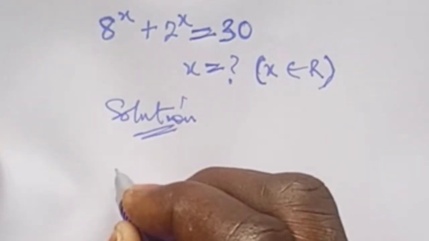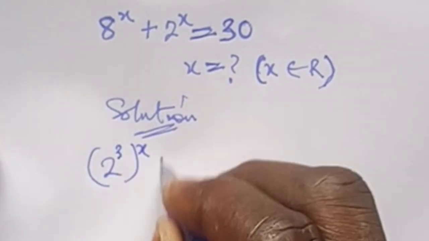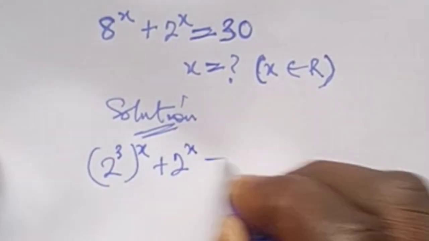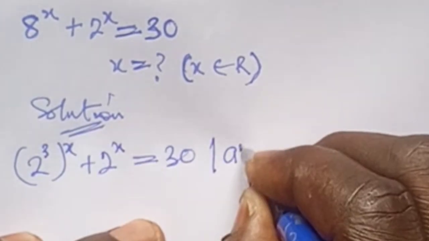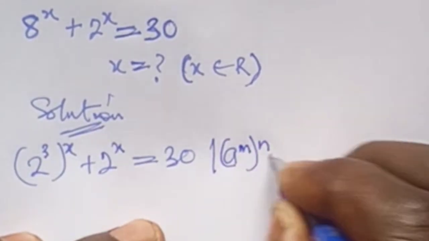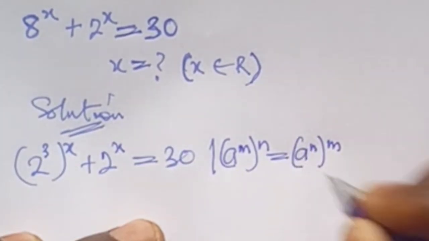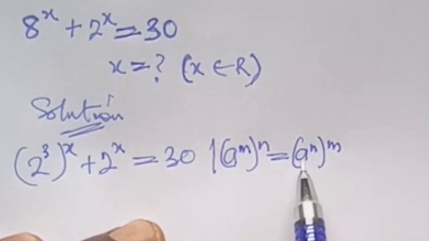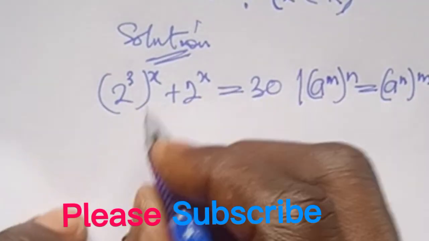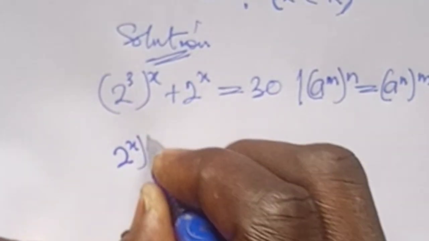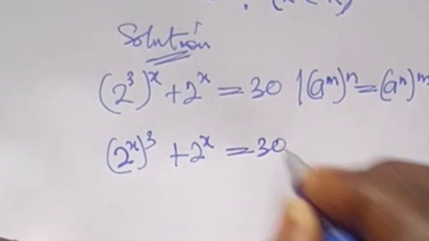8 can be written as 2 to the power of 3, all to the power of x, plus 2 to the power of x is equal to 30. But a to the power of m, bracket, to the power of n is represented also as a to the power of n and m outside the bracket. So the powers can be interchanged and it is still the same. So in the next line, we can write 2 to the power of x, to the power of 3, plus 2 to the power of x is equal to 30.